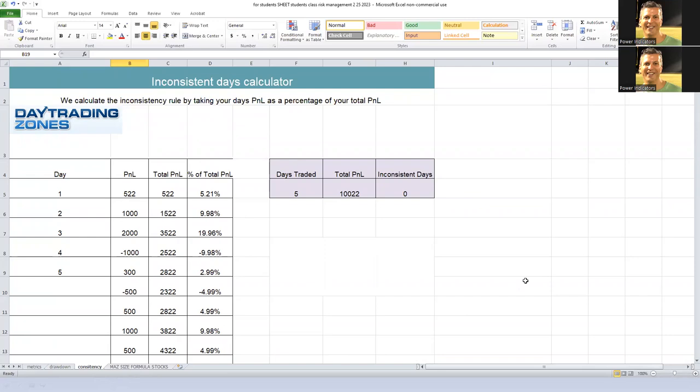It will prove, in a period of 45 days, 60 days, 90 days, whether you take your numbers from your SIM account or from your real account, if you are a consistent trader or not. Because you can dream all you want to be a consistent trader, but if in a period of 10 days you have one day that is 50% of your entire profit, you are not a consistent trader. You just got a great day. It doesn't mean you are a consistent trader. Interesting, everybody? Powerful? Yes or no?